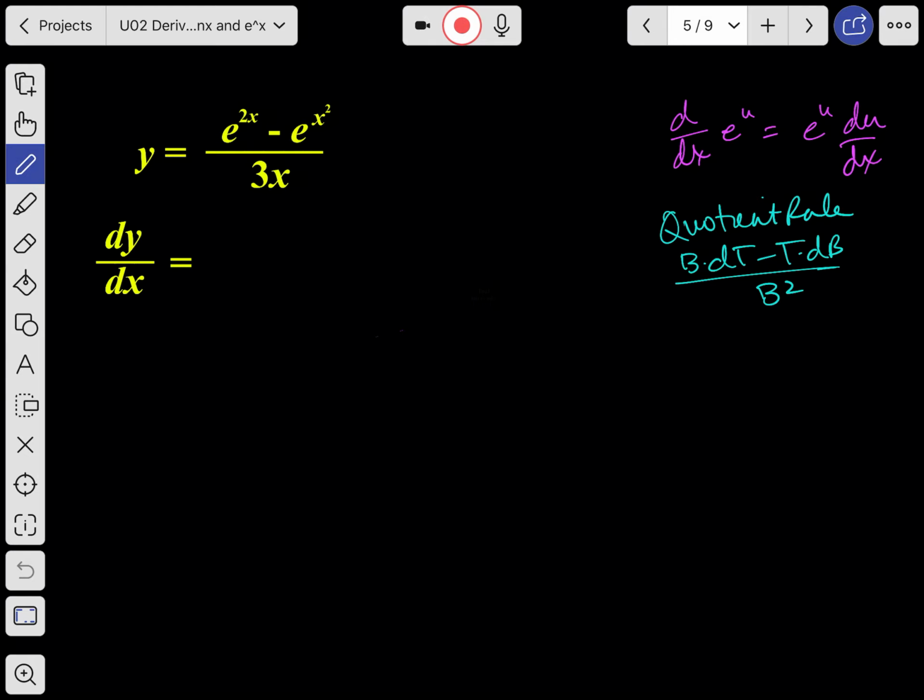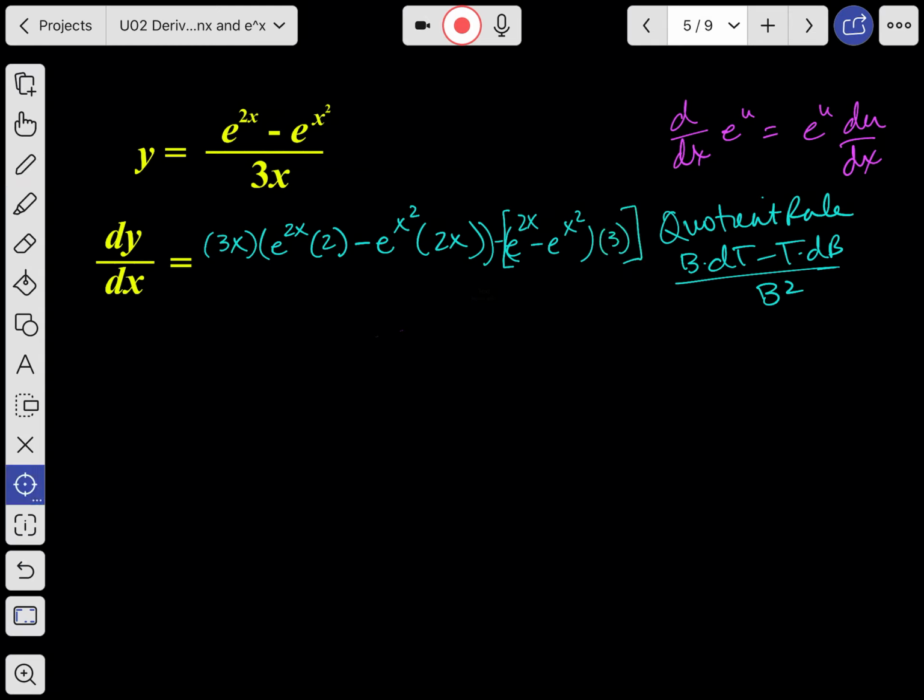Okay, so let's see, bottom times derivative of the top. The derivative of the top would be e to the 2x times the inside function minus e to the x squared times the inside function. So I've got bottom times derivative of the top minus the top. And I'm going to go ahead and bracket that because I'm going to subtract this whole thing times derivative of the bottom. And I'm going to actually put some extra parentheses, and the derivative of the bottom would just be 3.